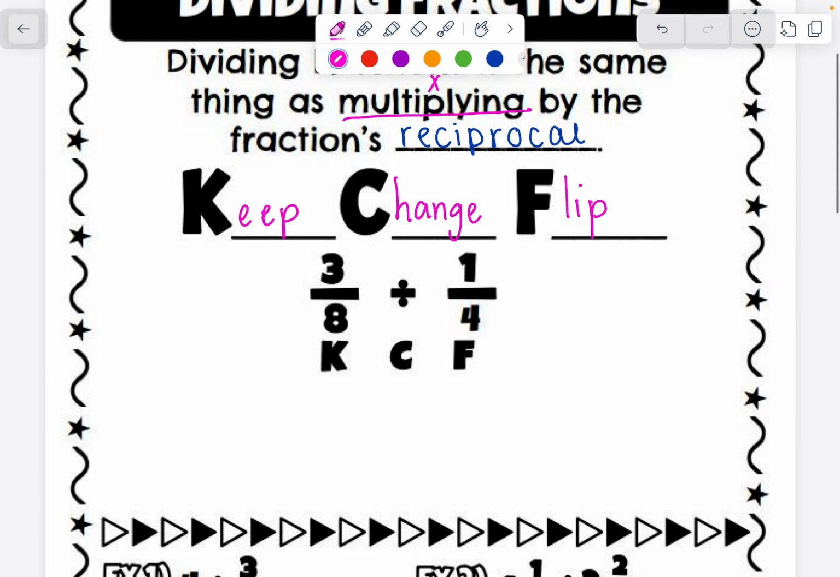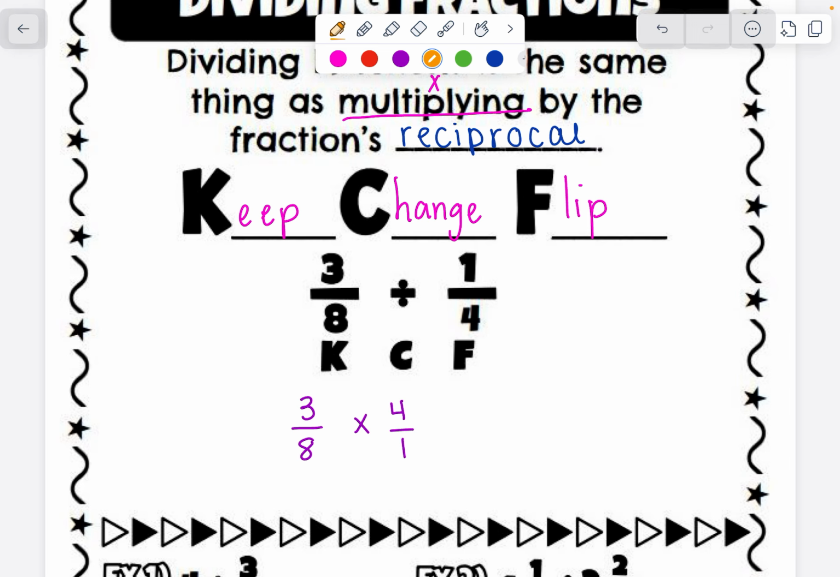So practicing that, let's look at 3/8 divided by 1/4. I can't just go straight across and do 3 divided by 1 and 8 divided by 4. Don't make that mistake. Remember, it's keep, change, flip. So we do 3/8 times, because I'm changing division to multiplication, and I'm using the reciprocal, or I'm flipping, 4/1.